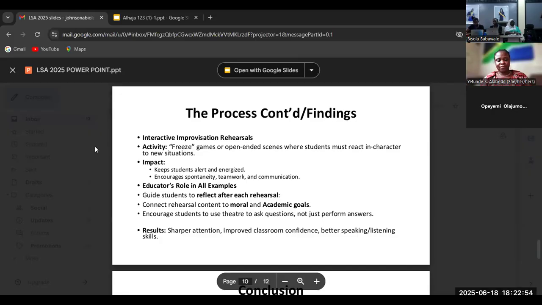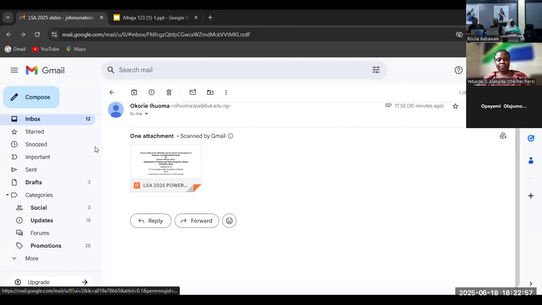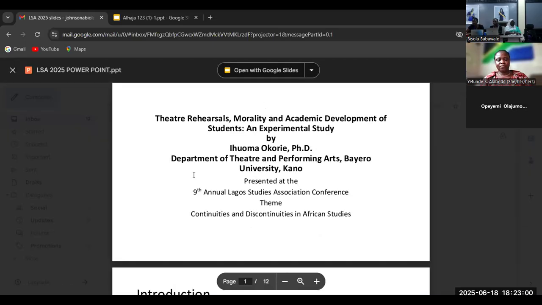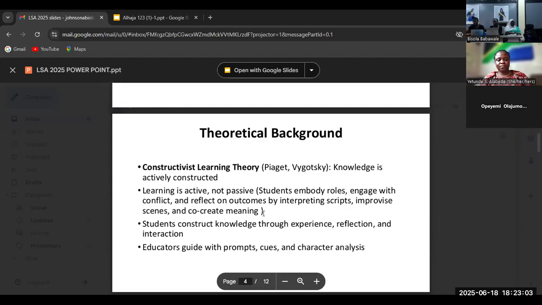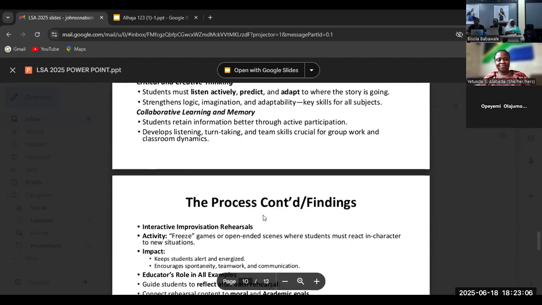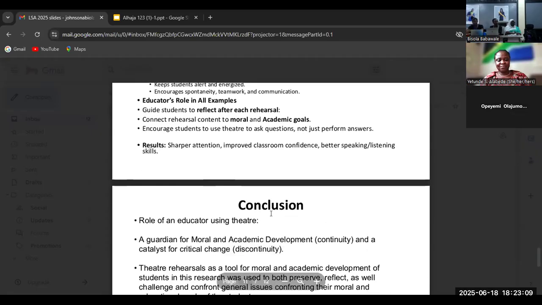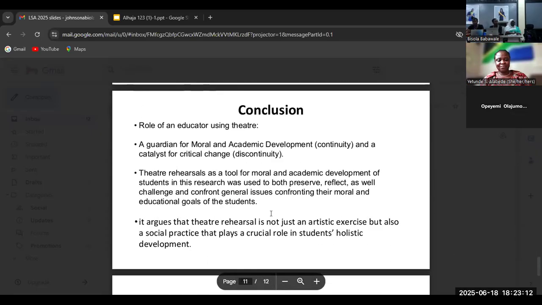And part of the results is that it built classroom confidence. They were more confident than they were once they were in their 100 level. Sharper attention, listening skills. So let me conclude by saying that the role of an educator, he or she serves as a guardian for moral and academic development, digital continuity, and a catalyst for critical change in this student discontinuity. So theater rehearsal as a tool for moral and academic development of students in this research was used to both preserve, reflect, as well as change and confront general issues confronting the moral and educational goals.